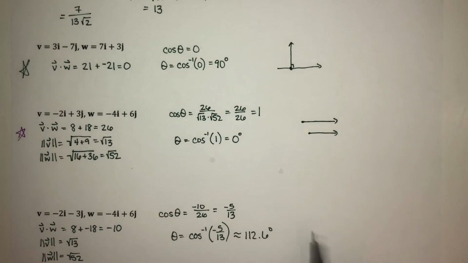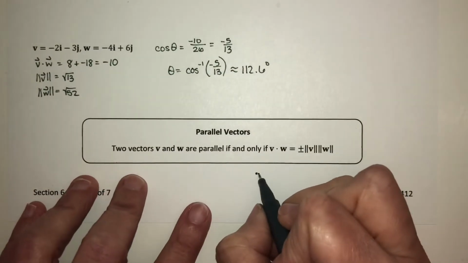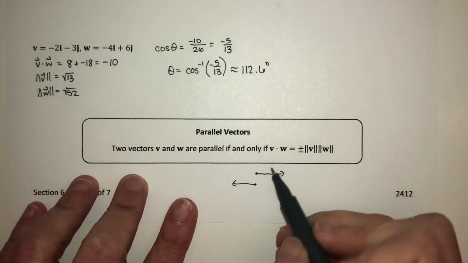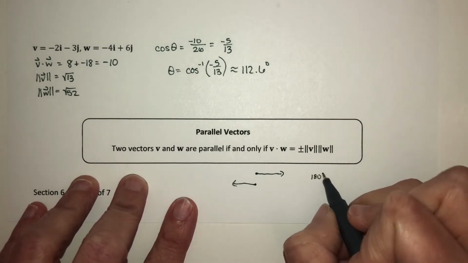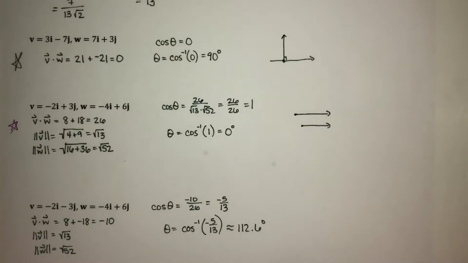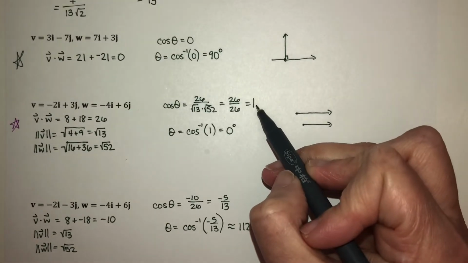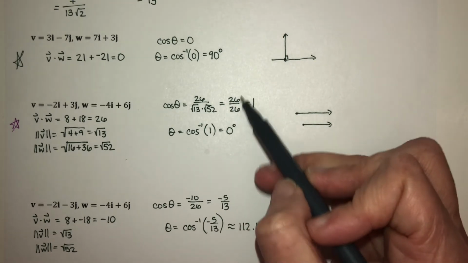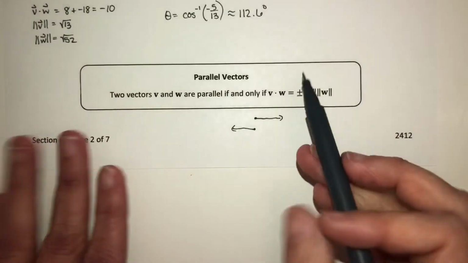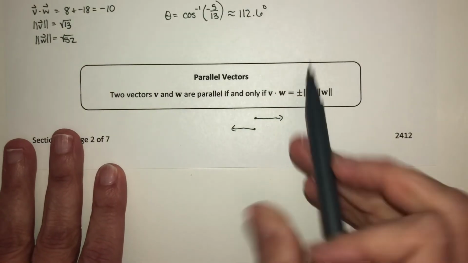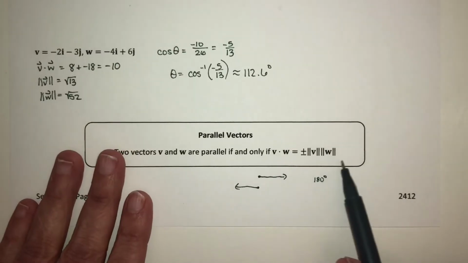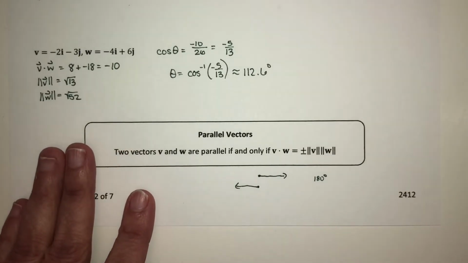Now, two vectors can be parallel if they go in the opposite direction. And the angle here would be 180 degrees. That's going to happen when this ends up being -1 here instead of +1. And that will happen when these have the same numerical value but opposite signs. So that's where this plus or minus comes in. If after we've done all of this, we end up with either 1 or -1, then we have parallel vectors.